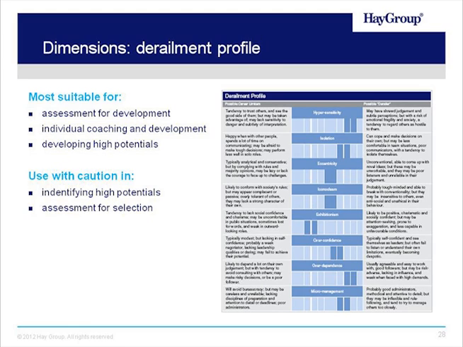And just the final report section we'll show you is the derailment report. This report is also designed primarily for development and coaching purposes as well. So it presents here an individual's profile against 8 factors that can lead to a person either derailing or, on the opposite end of the scale, prevent a person from either progressing or advancing in their career.